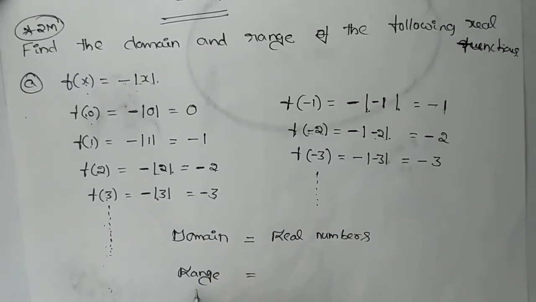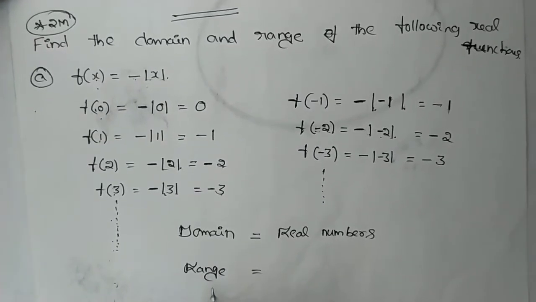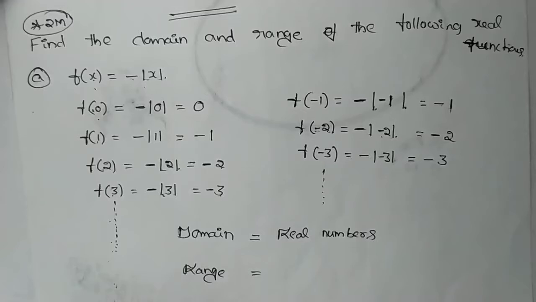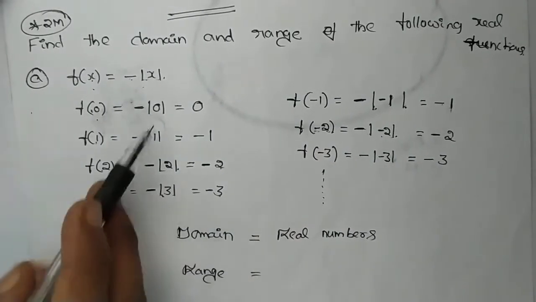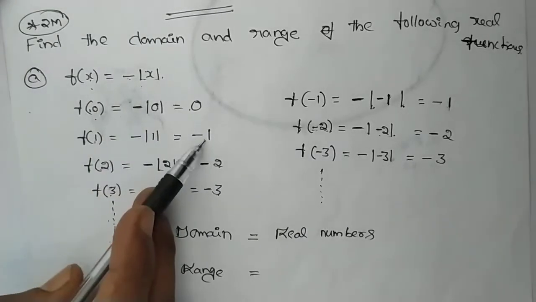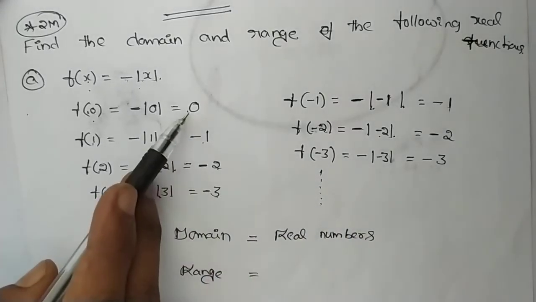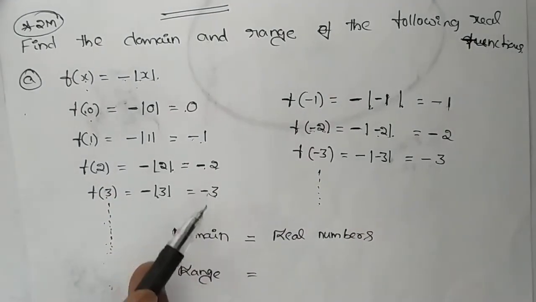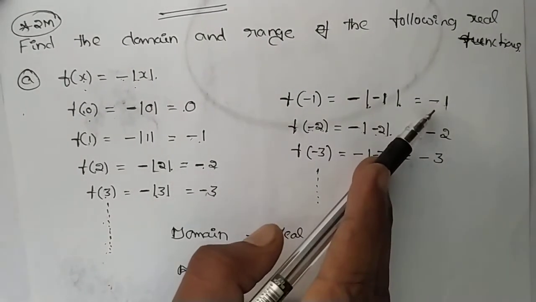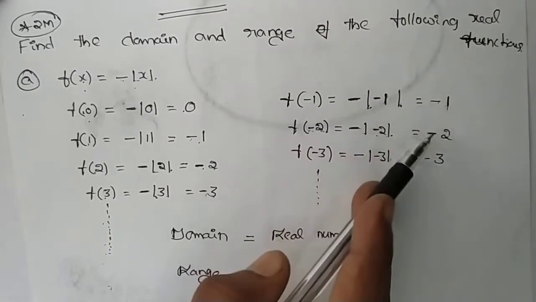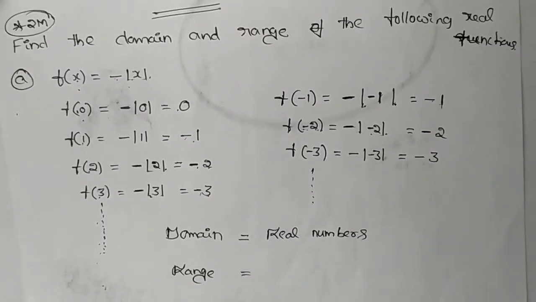What about the range? I already told you in our previous class that the outputting values are the range of the given function. You just observe these are the outputting values: 0, minus 1, minus 2, minus 3, and so on. Here also we are getting the negative numbers: minus 1, minus 2, minus 3, minus 4, minus 5, minus 6, minus 7, minus 8, minus 9, minus 10 and so on.